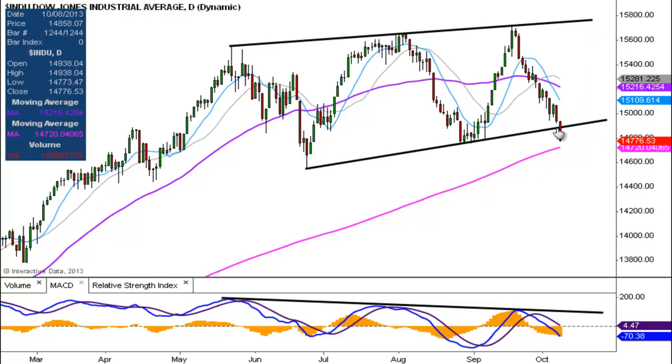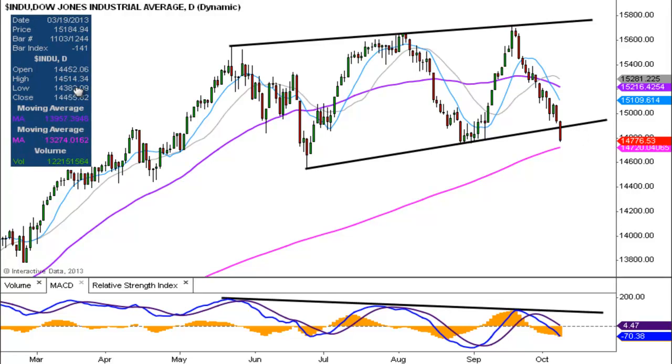Really did crash through this lower trend line here, and the reason I'm not going to quite call it a total reversal is there is still one final little buffer of protection, and that comes in the form of this pink line here, which is the 200-day simple moving average. That's valued at 14,720 currently. So right around that 14,700 area is going to be a very important level of support.